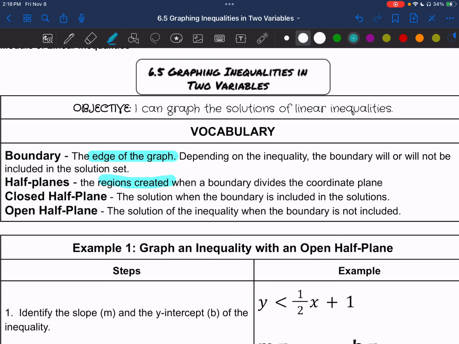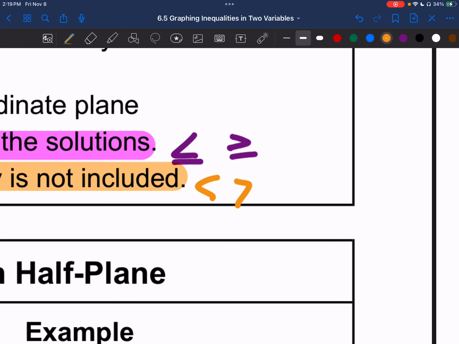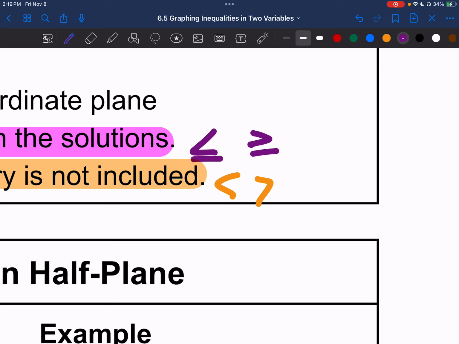Now, a closed half plane is the solution when the boundary is included in the solutions. That means it's going to be less than or equal to or greater than or equal to. An open half plane is the solution when the boundary is not included, and this is going to be less than and greater than. When the boundary is included, we represent it with a solid line. When it's not included, it's going to be a dashed line.